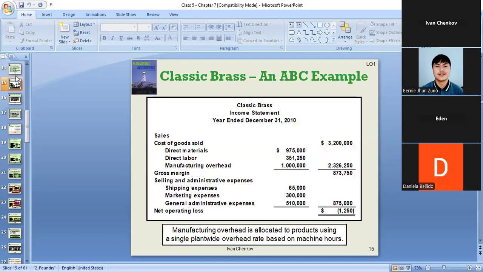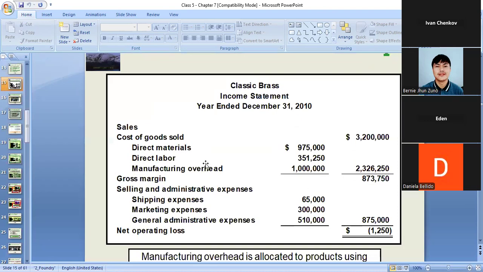So, let's take a look at this company. This company has sales, cost of goods sold, and the gross margin. Now, as you can see, in this company they're losing money. That means the gross margin is not enough to cover the operating expenses, which are shipping expense, marketing expense, and general administrative expense.